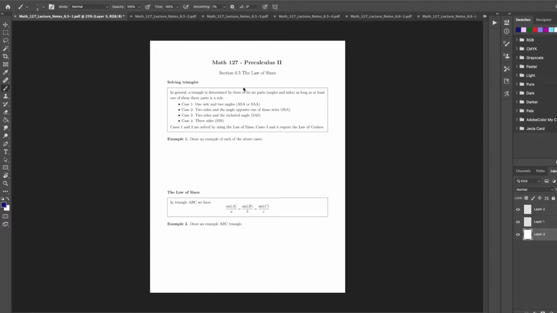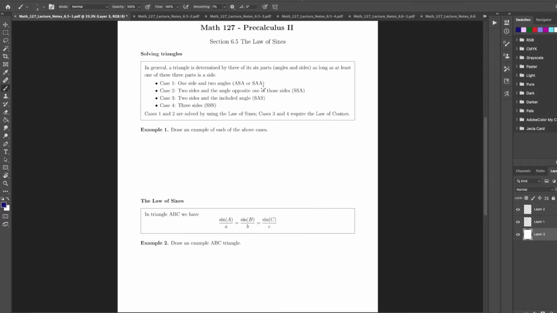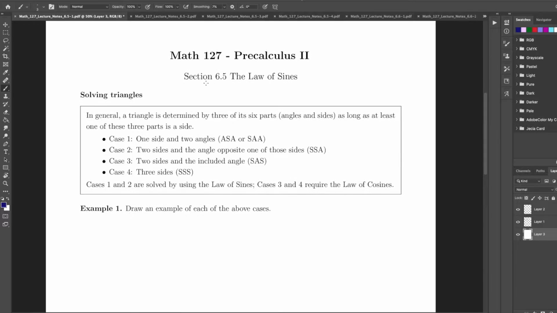We're going to be doing section 6.5, Law of Sines.